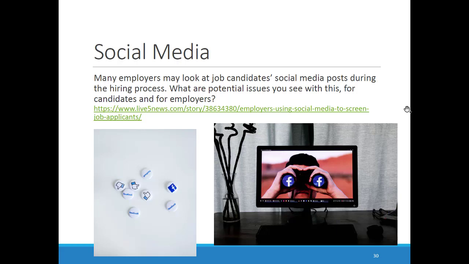The final thing that we'll talk about in terms of selection methods is social media. So many employers look at job candidates' social media posts during the hiring process, up to 70% from what I've seen. So I want you to think about what some potential issues are that you see with this for candidates and for employers. And this is also related to the discussion that you're doing for this week. So take some time to really think about what some of the issues are there and respond in your discussion post.